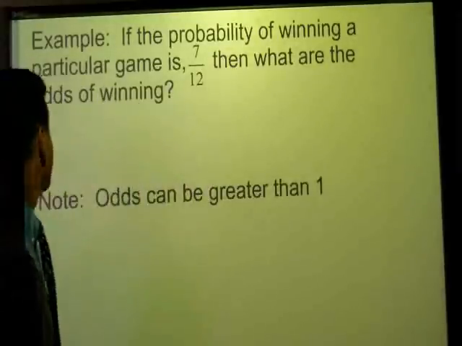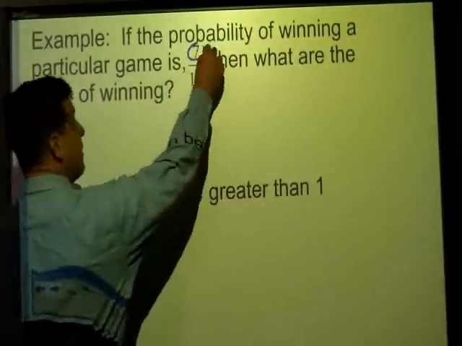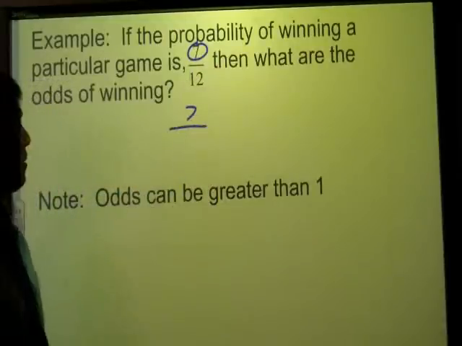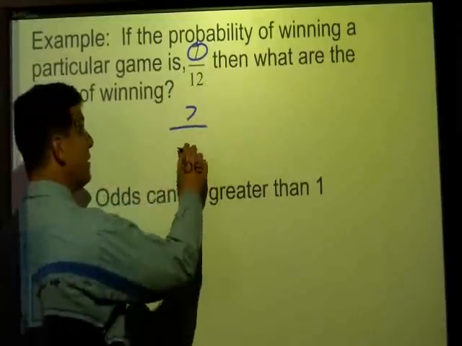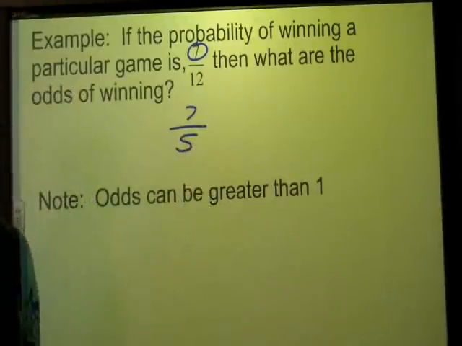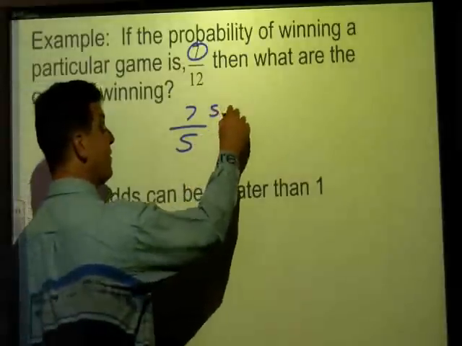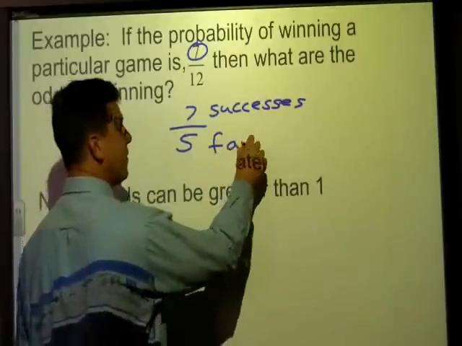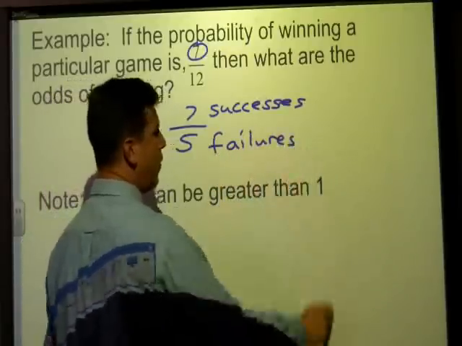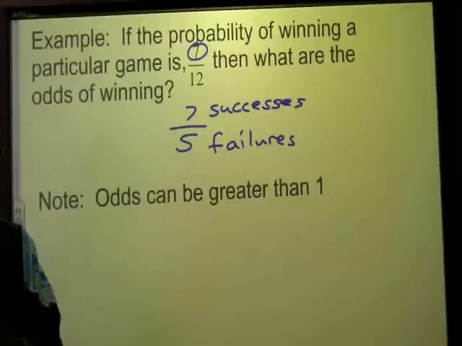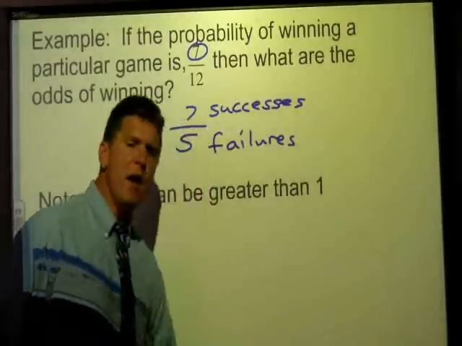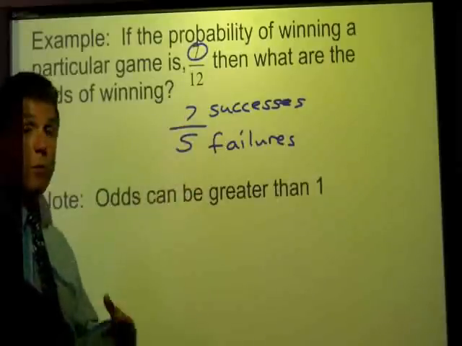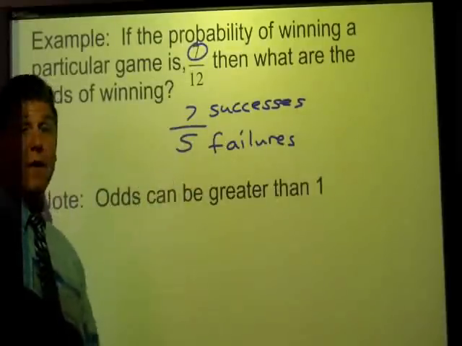Well, there's 7 ways to succeed. And there's 12 total things that can happen, which means out of those 12 things, 5 of them are failures. So 7 successes, 5 failures, for a total of 12. And again, by using odds, you're able to see that it is more likely that I succeed than I fail. Successes occur more often than the failures do.